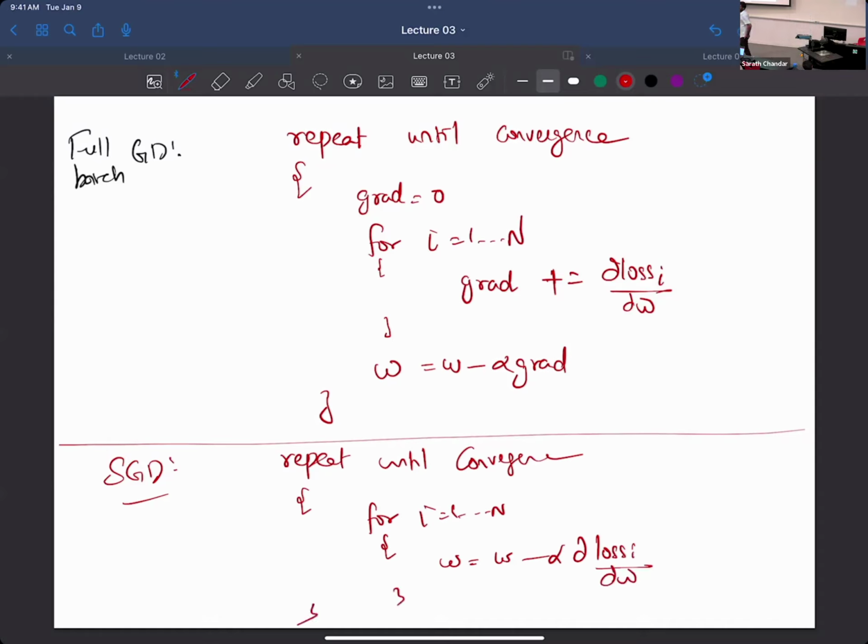You see the difference between full gradient descent and stochastic gradient descent? In full batch gradient descent, I'm going through all the examples, summing all the gradients, and taking just one step: w is equal to w minus alpha times grad, right? But in stochastic gradient descent, I'm going through every example, and for each example, I'm computing the gradient and taking the step. Is that clear? Any question?